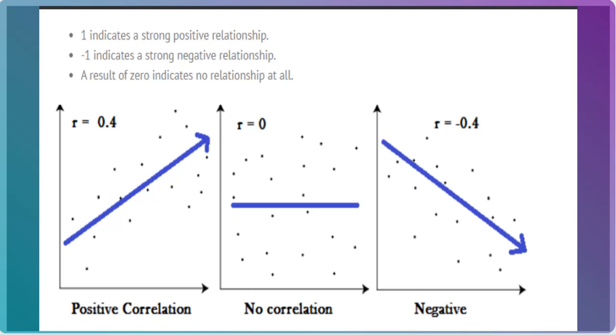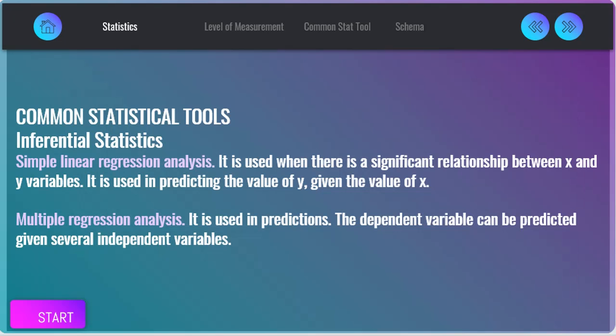Correlation coefficient is usually used in linear regression. So what is linear regression? Okay, simple linear regression analysis is used when there is a significant relationship between x and y variables. It is used in predicting the value of y given the value of x.